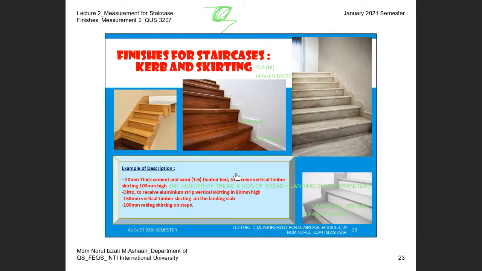That will be the answer for your raking skirting on step. Okay, at the step area, this is the basic formula. Make sure you have the information of the step and the riser. Step means you have the length for the riser and the length for the tread. That will be easier for you to measure later on.